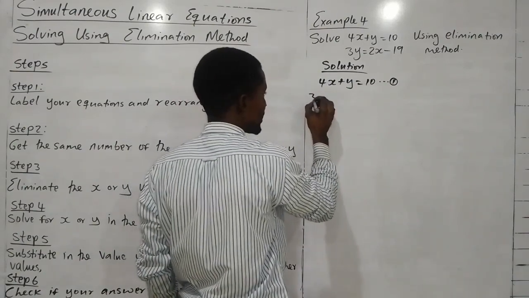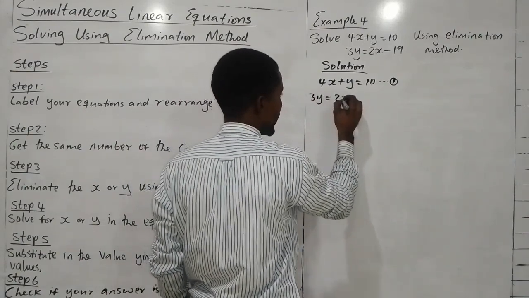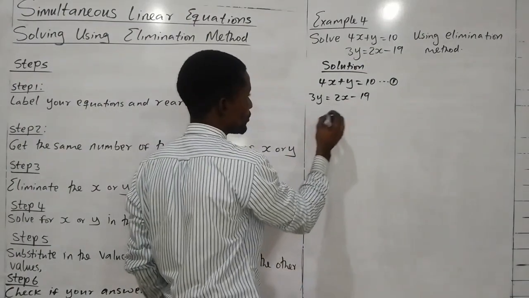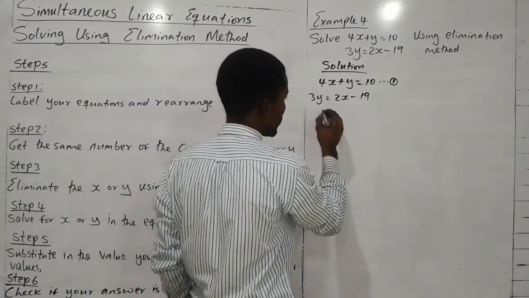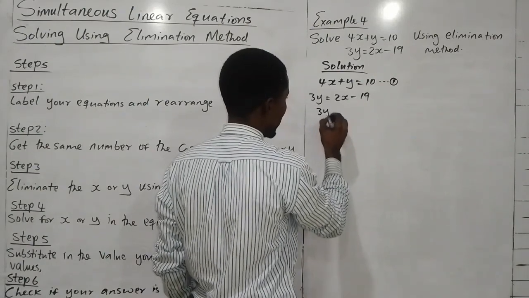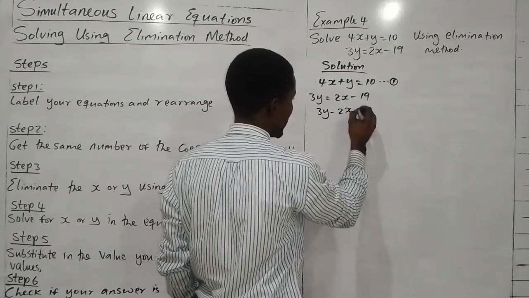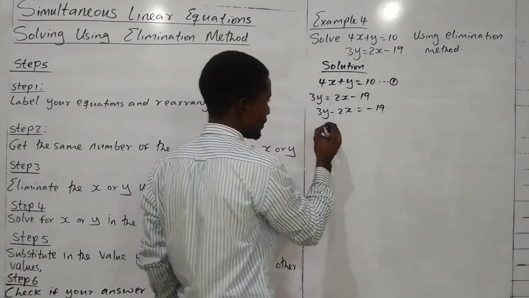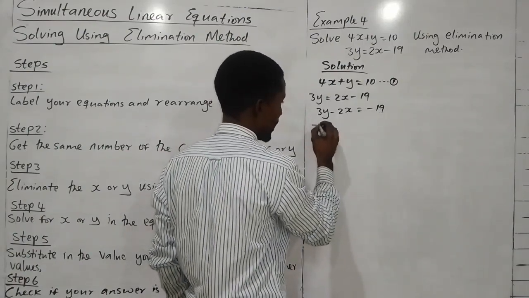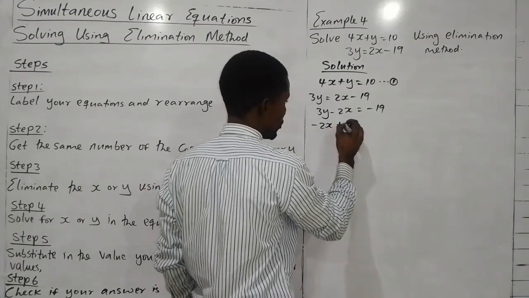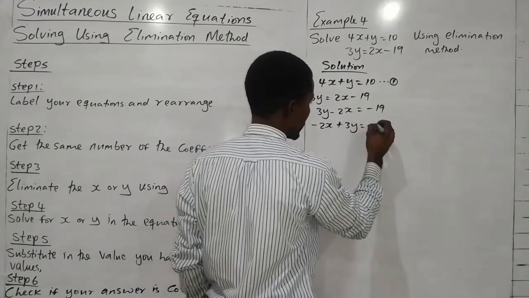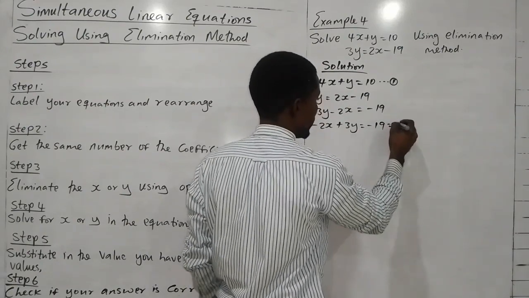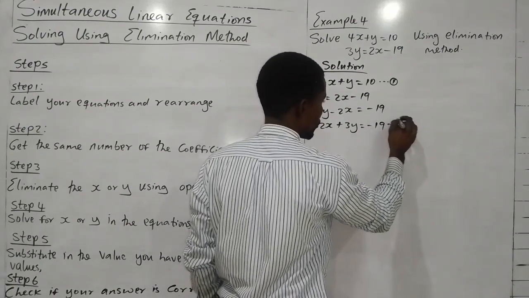Now the next one says 3y equals 2x minus 19. We need to rearrange. So we're going to have 3y minus 2x equals minus 19. Now let's rearrange: we have minus 2x plus 3y equals minus 19. So this is our equation 2.